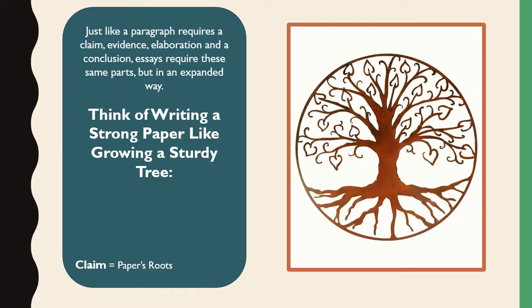So think of the claim as the paper's roots, as what grounds the paper and gives the paper purpose, right? Like the roots give a tree purpose. They allow the tree to grow from there, right? And a paper needs a claim for the same reason. It gives the paper purpose and allows the paper to grow from there.